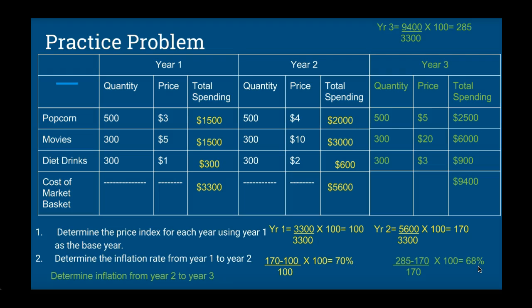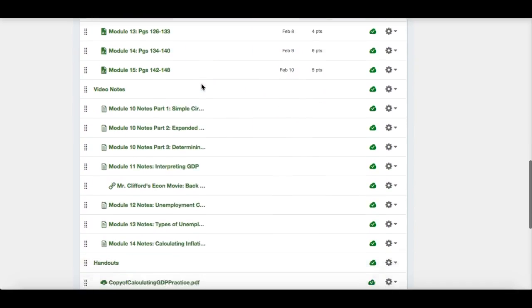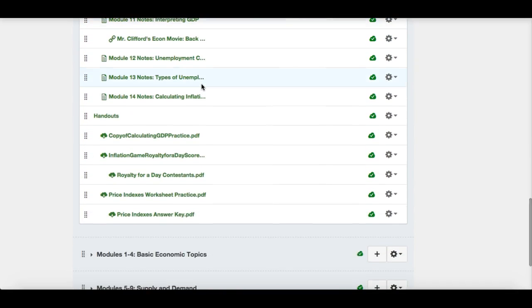I do encourage you to try out the practice problem that I have on Canvas. If you go on Canvas, on the bottom underneath handouts, I have the price index worksheet practice. If you pull that up, it has you practice some more price indexes, and underneath I do have the answer key, so I'd encourage you to check that out.